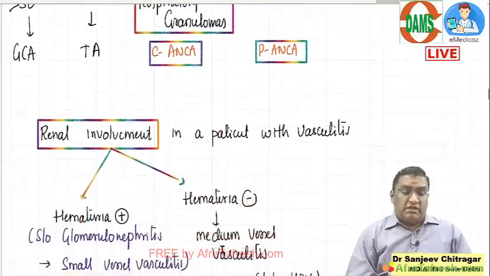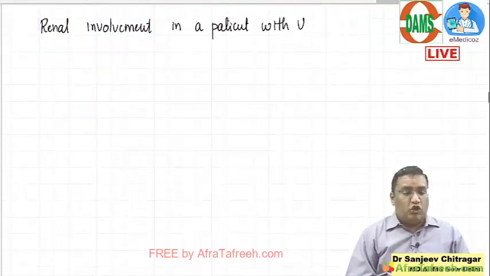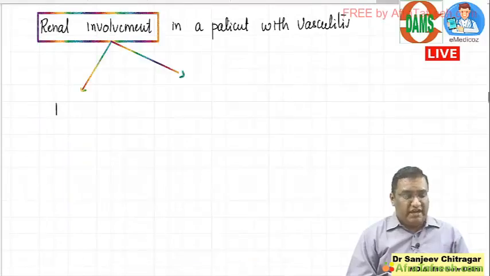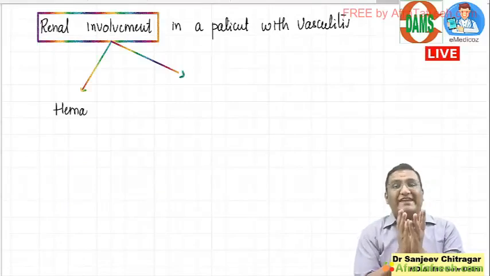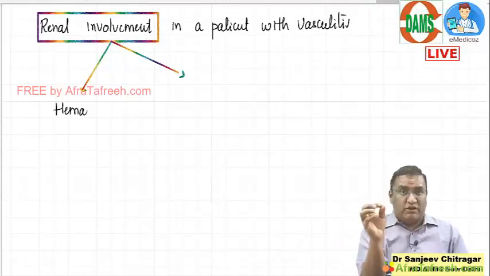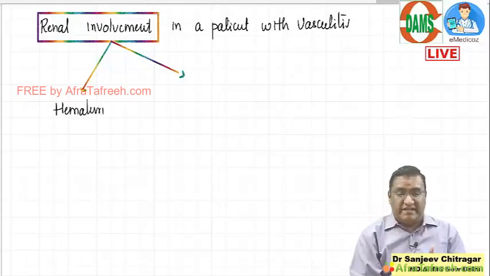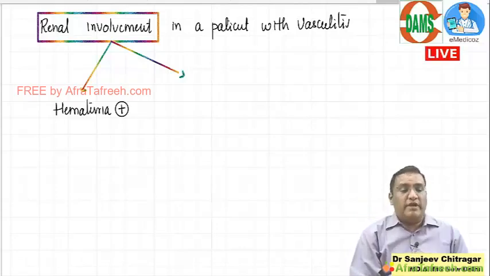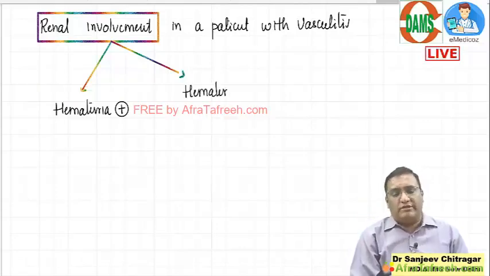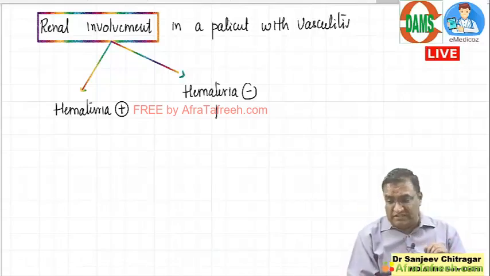Next. Renal involvement in a patient with vasculitis. This is another gold mine for exam. Whenever there is kidney involvement in vasculitis, very, very important: kidney involvement doesn't always mean glomerulonephritis, because glomeruli can be involved, which is a small vessel vasculitis, and if the renal artery is involved, it can be a medium to large vessel vasculitis. So check for hematuria. Hematuria present or hematuria absent. If kidney is involved and hematuria is absent, that means glomeruli are not involved, probably a larger vessel is involved.